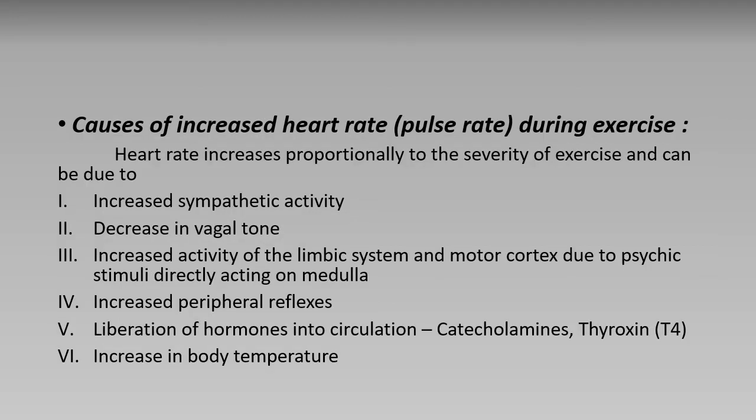So as we already discussed, cardiac output is increased during exercise because of an increase in heart rate and stroke volume. So what are the causes of increased heart rate or pulse rate during exercise? Heart rate increases proportionally to the severity of exercise and can be due to 1. Increased sympathetic activity, 2. Decrease in vagal tone, 3.